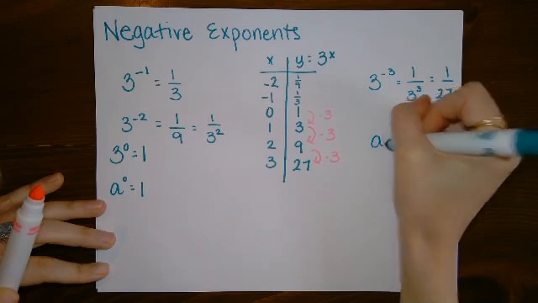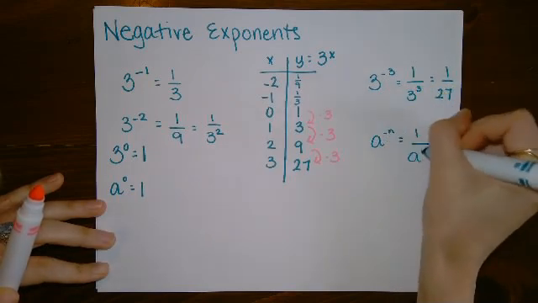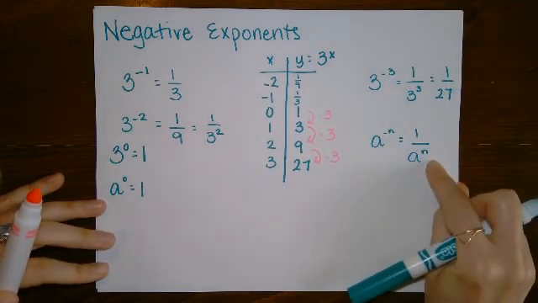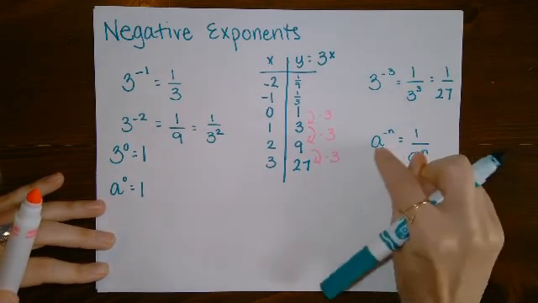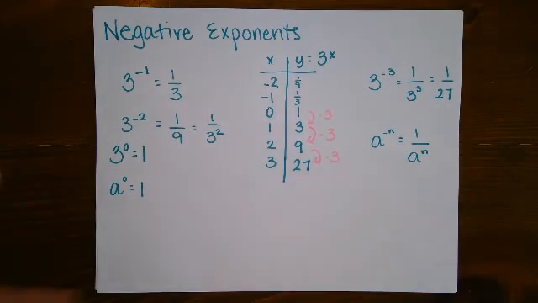So in general, when you have any number to a negative power, that's equal to 1 over that number to the positive power. So instead of that many factors multiplying, we have that many factors dividing, or that many factors in the denominator.